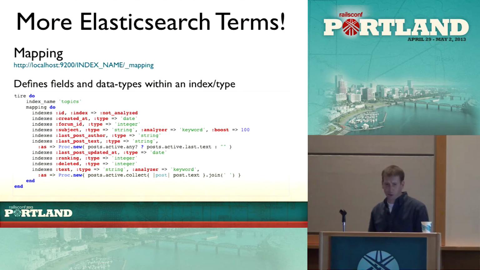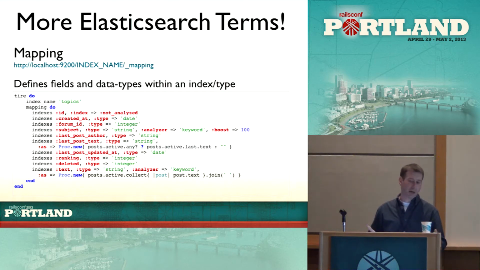So more Elasticsearch terms. We talked about mappings. You have an endpoint for actually looking at those as well. So if you didn't define a mapping and you want to see what Elasticsearch guessed based upon the data that was imported, you can just go to that URL and see what it is. But in this case, I have an example for the topics that we just loaded.